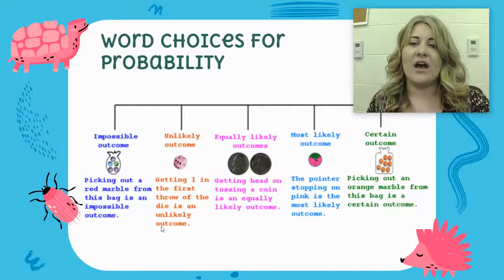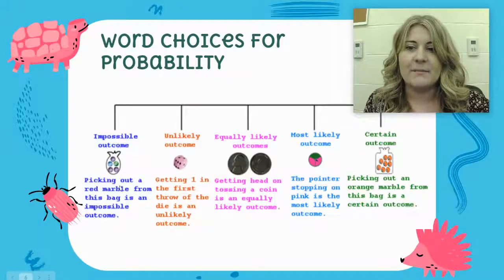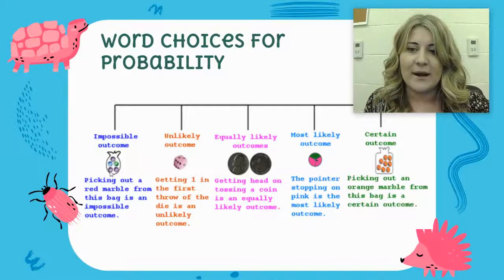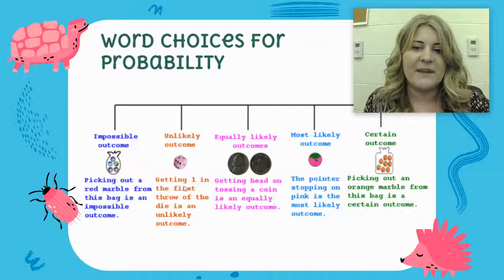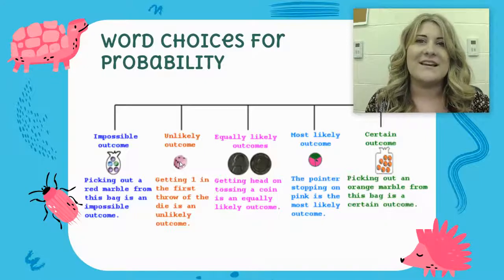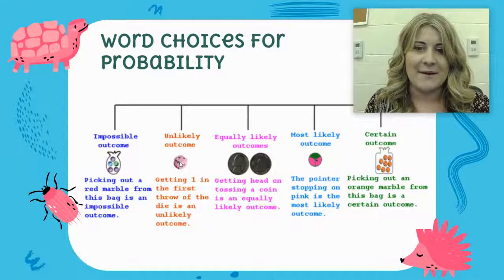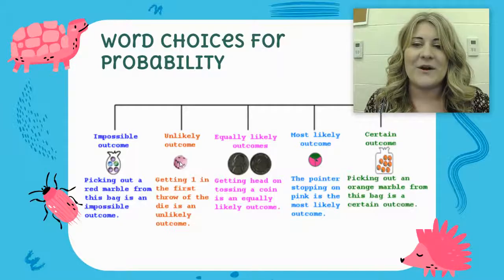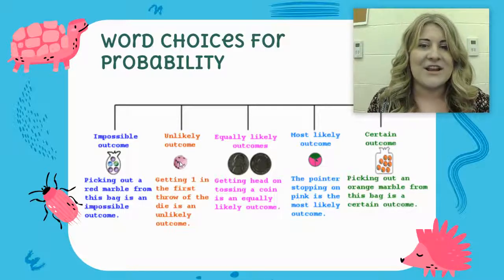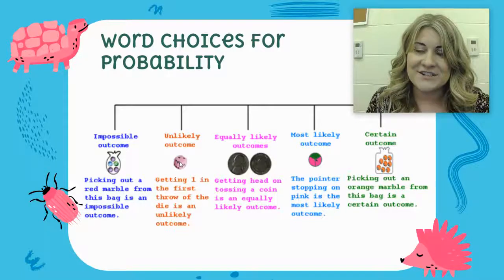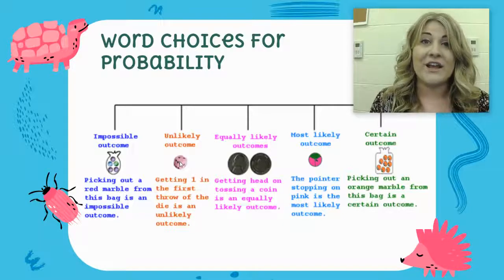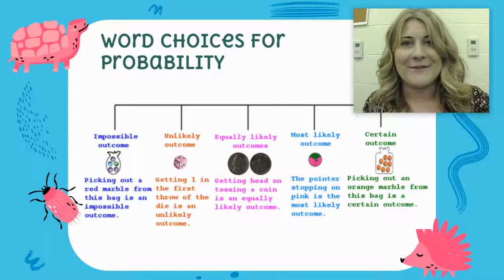So again, impossible means it's not going to happen. Picking a red marble out of this bag, there's no red marbles there. It's impossible. Unlikely outcome, getting a 1 on the first roll of the dice, we're probably not going to land on a 1. There's a 1 out of 6 chance of that happening. I keep saying percent. There's a 1 out of 6 chance of that happening. That's not a very good chance, so it's unlikely we're going to roll a 1. It could happen if we get lucky, but probably not.